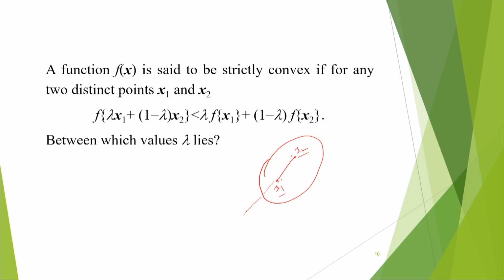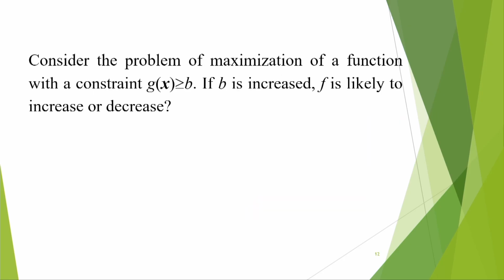So this is mathematically stated as f(λx1 + (1 − λ)x2) is smaller than or equal to λf(x1) + (1 − λ)f(x2). But here λ, so this definition is incomplete. We have to add that 0 is smaller than λ is smaller than 1. That is why the answer is 0 and 1.